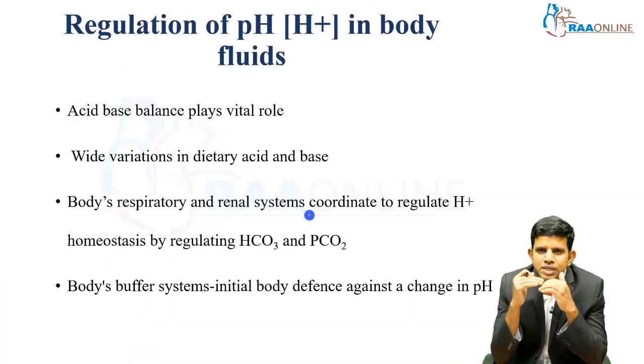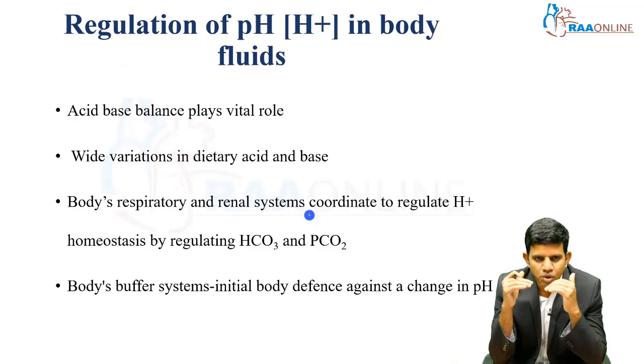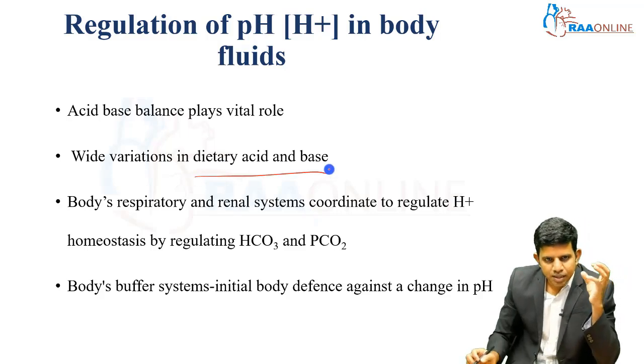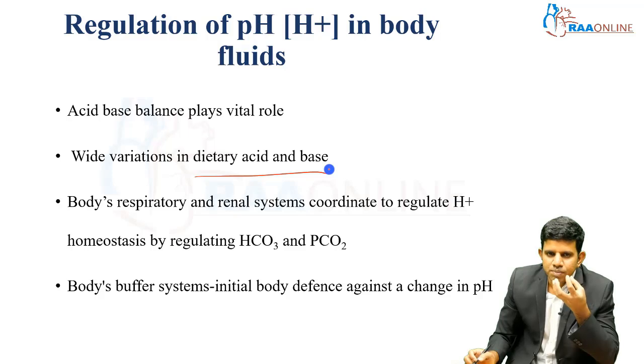So, how is the body maintaining the normal pH? Because with our dietary intake, we consume a lot of acids and bases. The dietary consumed quantity will be very variable. So, despite the acid intake being high or low, the body has some compensatory or protective mechanism to prevent the pH from becoming very high or low.